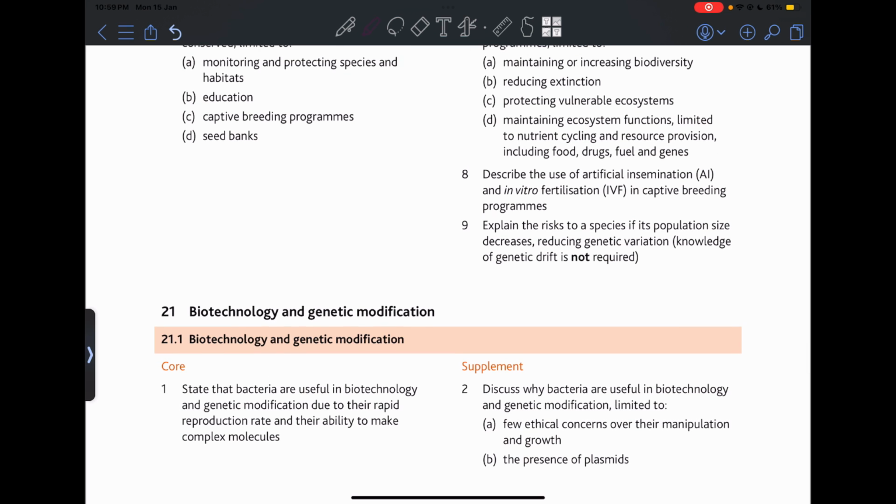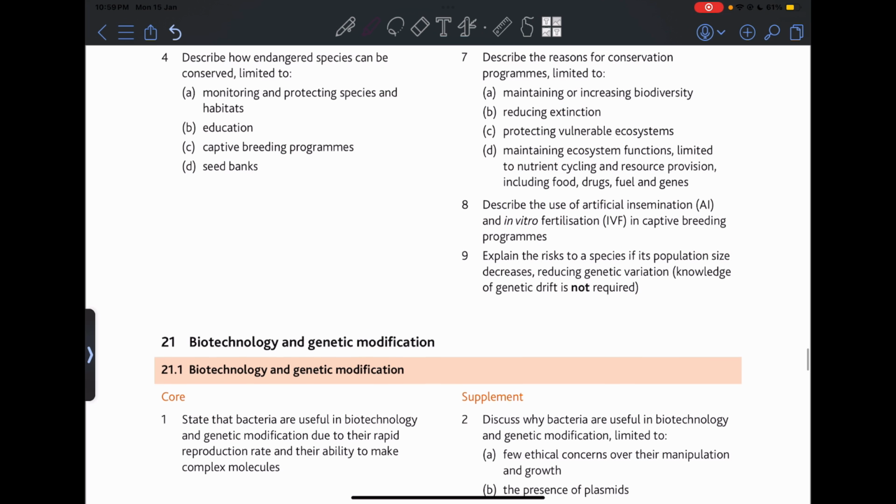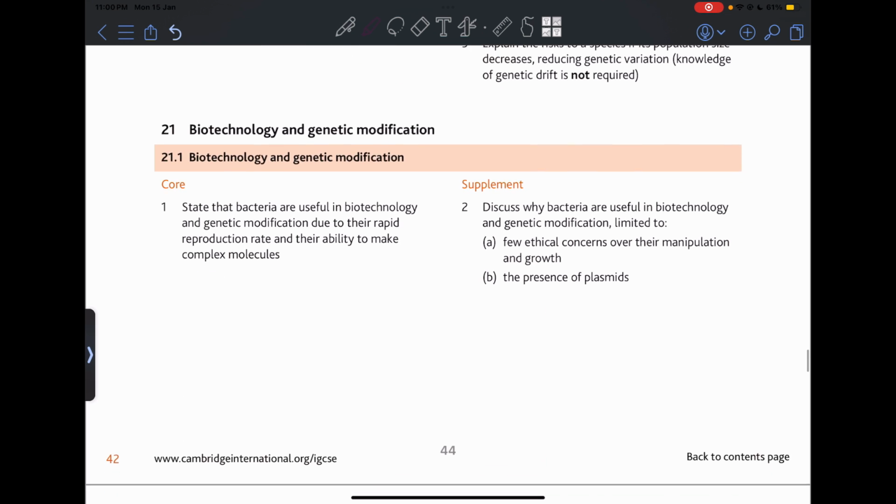Explain the risks to a species if its population size decreases, reducing genetic variation. Knowledge of genetic drift is not required. So as I said, there are risks if some population sizes decrease. Sometimes plants are important for drugs, so if they go extinct there will be a health problem spreading and people will die. So this is why some people or some organizations keep things from being extinct.